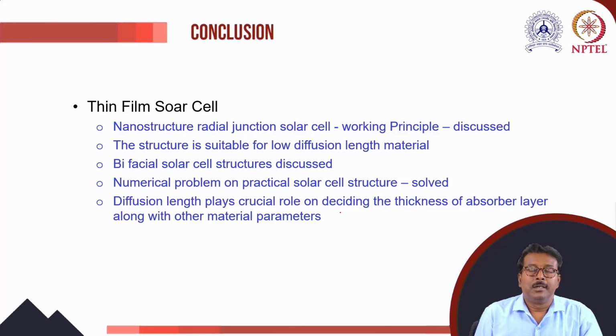If it is low, the device thickness also should be such that the quasi-neutral part is of the order of the diffusion length. Otherwise, by unnecessarily increasing thickness, we will not get any benefit. Rather, we will get less current due to extra defect centers in the region where the generated carriers cannot be collected or cannot be separated.